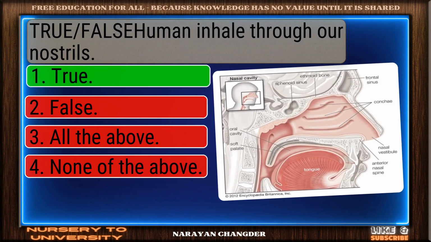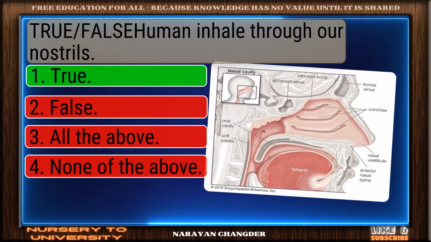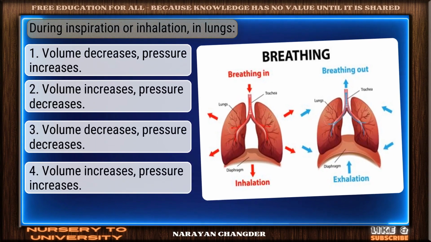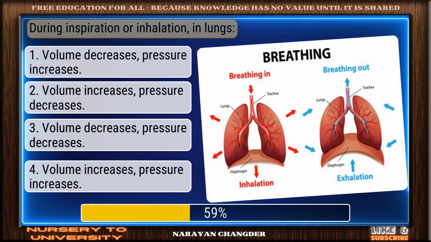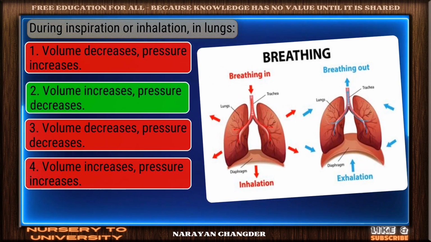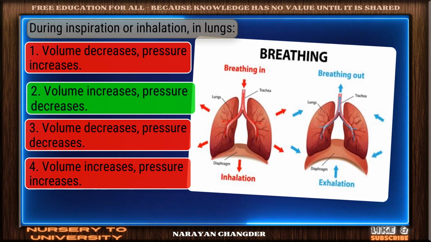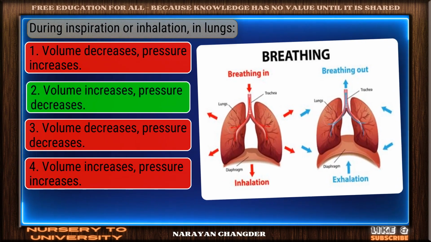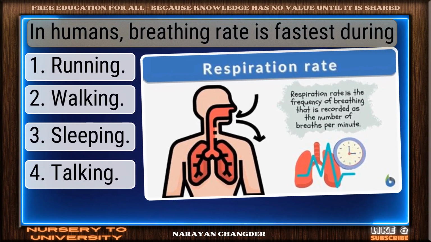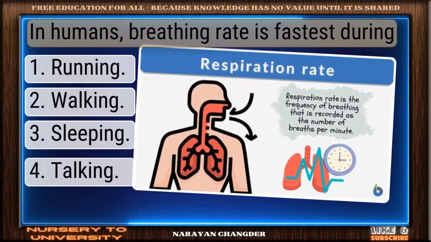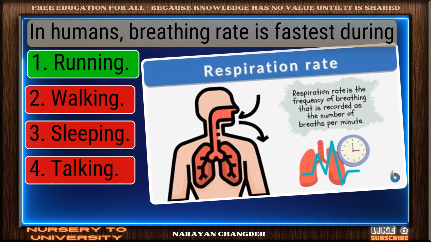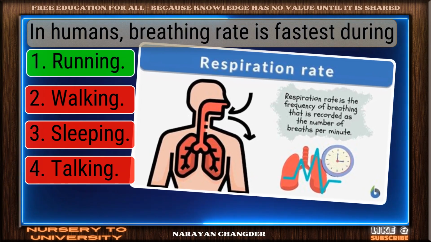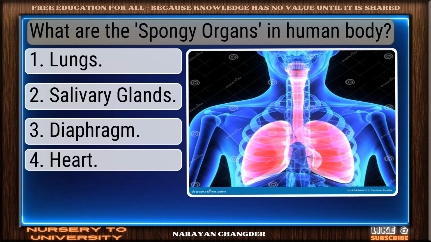You chose true, and it is correct. Question number 75. During inspiration or inhalation in lungs? Strong choice. Volume increases, pressure decreases is the right answer. Question number 76. In humans, breathing rate is fastest during. You're right. Running is the correct answer.